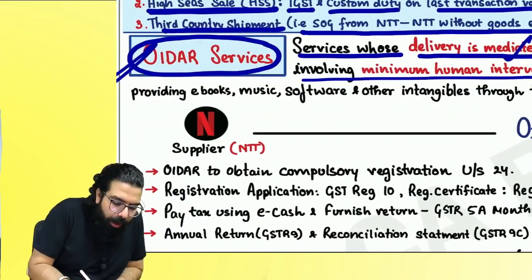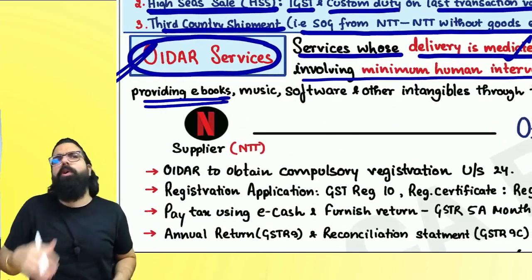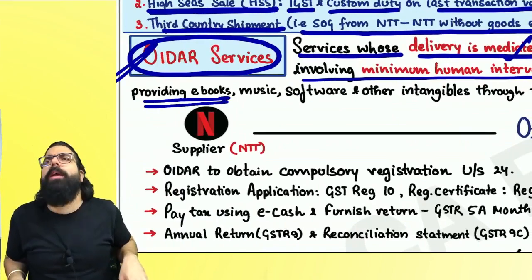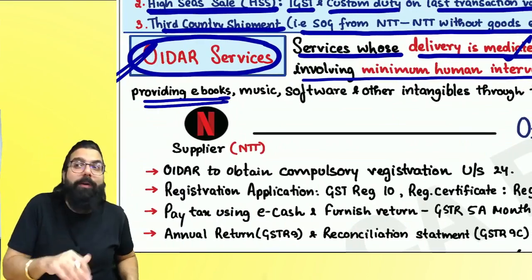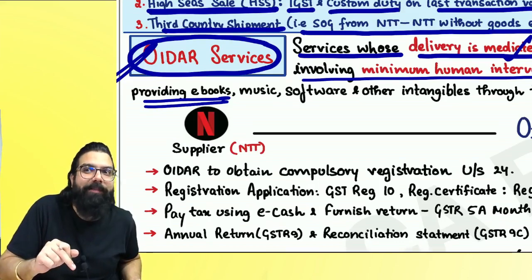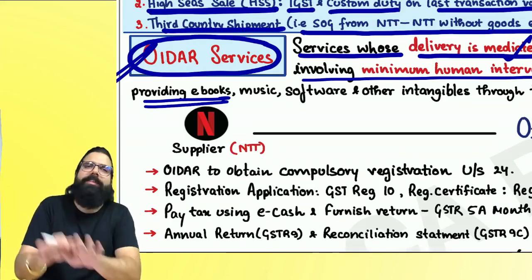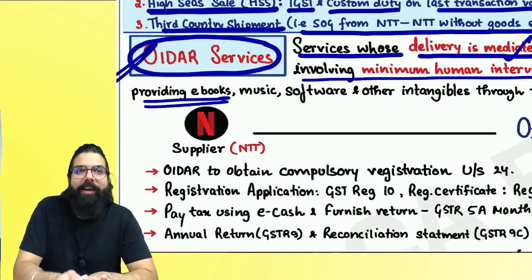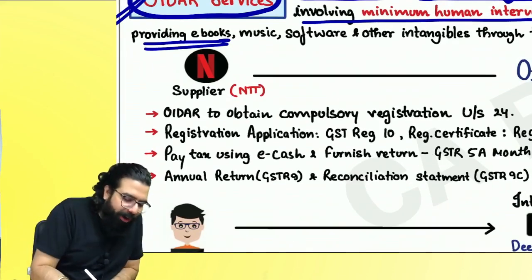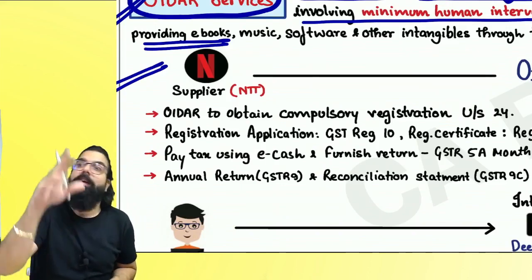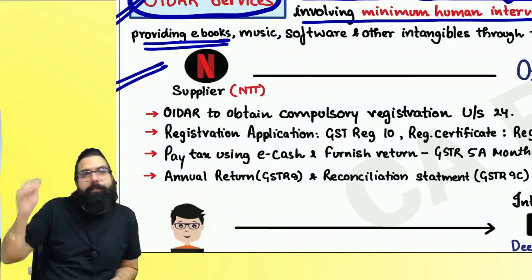Then providing ebooks. I give you ebooks to read, right? I am an OIDAR supplier, but we are not talking about domestic OIDAR. As of now, we are understanding OIDAR, whether domestic or international. But when we read Section 14 of the IGST Act, we talk about which OIDAR? The outside OIDAR. Can I go ahead?